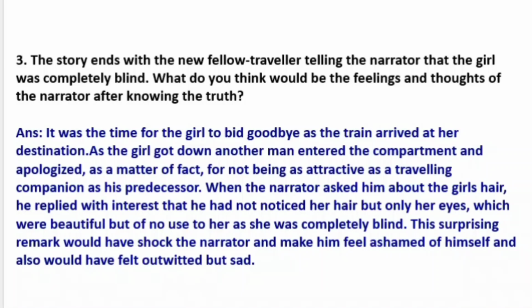When the narrator asked him about the girl's hair, he replied that he had not noticed her hair but only her eyes, which were beautiful but of no use to her as she was completely blind. This surprising remark would have shocked the narrator and made him feel ashamed of himself, and he would also have felt outwitted but sad. So, this is all about your lesson number 6.